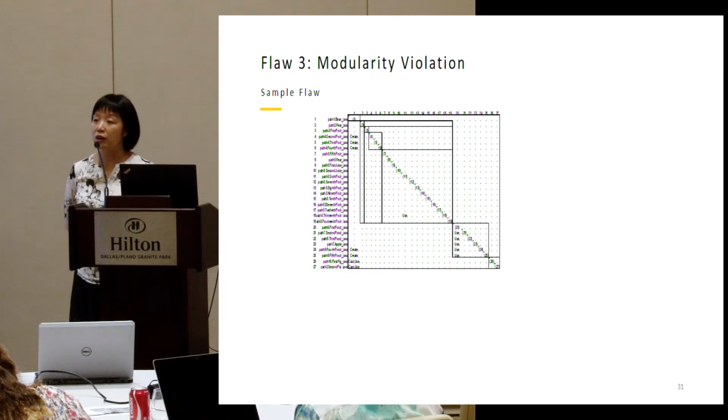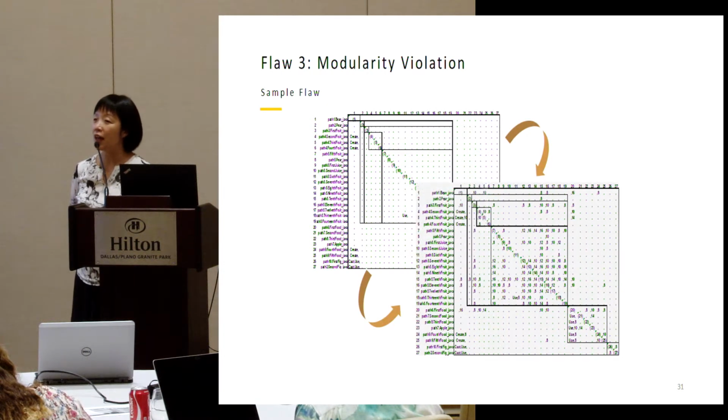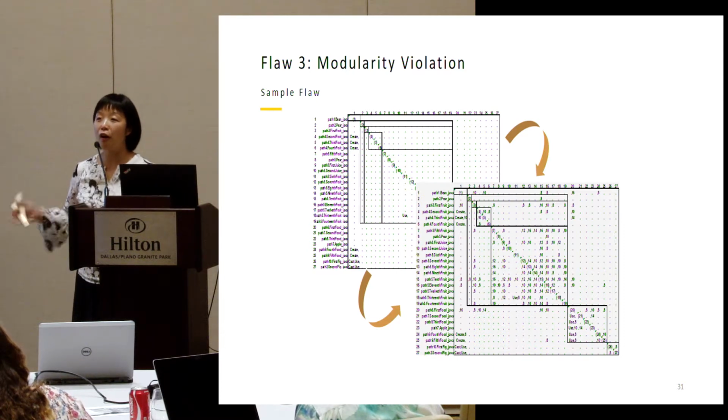Third, modularity violation. Look at these files. They have no dependency. They are so loosely coupled if we measure using propagation cost. But if we add their code change history, things are so different. Look at this DSM. It has all numbers, no labels, which means these files change together all the time.